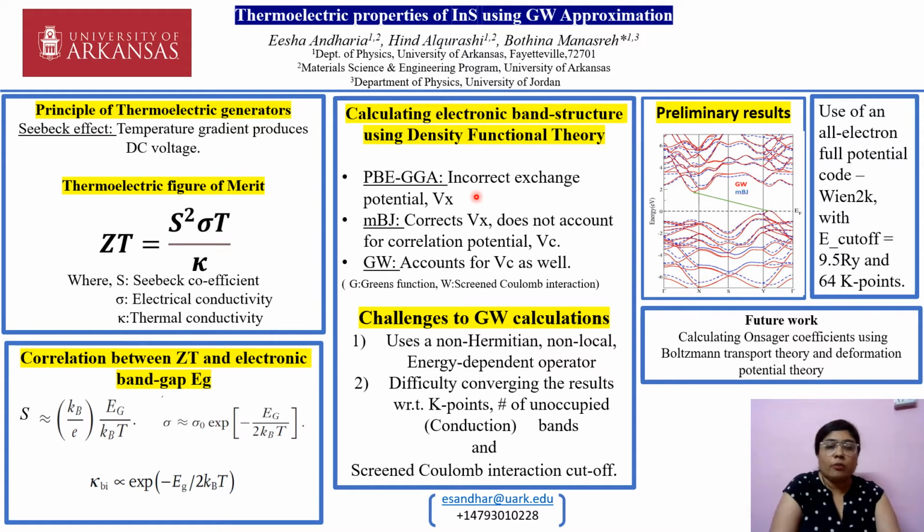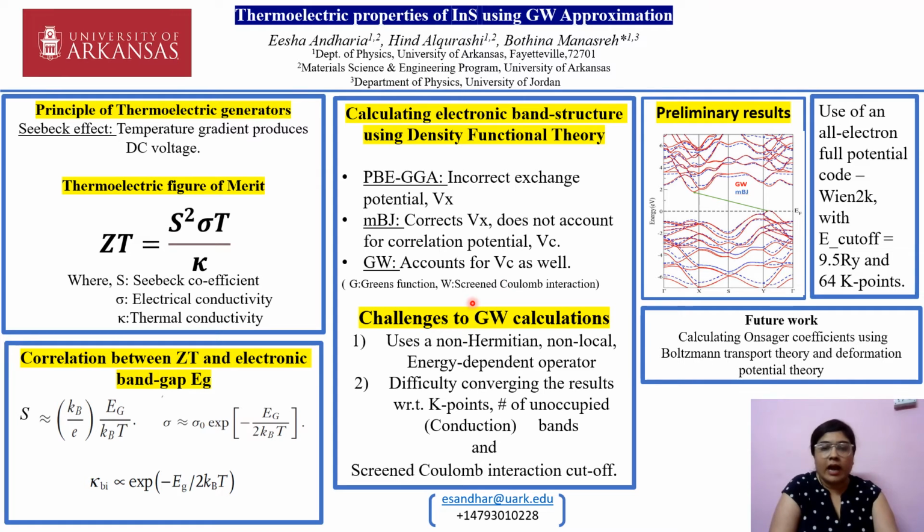So the next option is to use meta-GGA or sometimes even hybrid functionals. I use the modified Becke-Johnson potential, which corrects this Vx, but still there is no account of Vc. So we use the GW method, which accounts for the Vc as well. Here G stands for Green's function, which takes into account the excited state properties of an electron, and W is the screened Coulomb potential, which takes care of the correlation effects between an electron and electron.